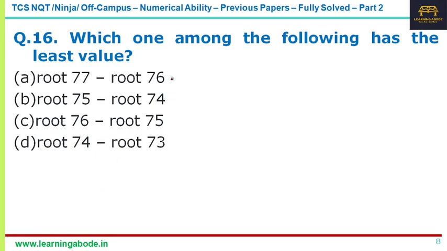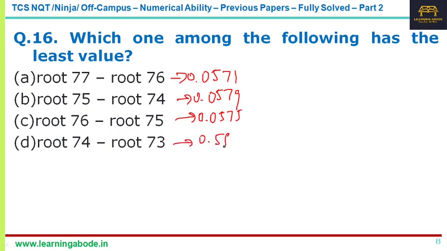So anyhow, let's just go for the calculator first. When you go for the calculator, the values would be 0.0571, this would be 0.0579, this would be 0.0575, and this would be 0.583. Okay, I'm sorry, 0.583. So the least value is answer option A. You can mark it and move on. Let us say you are curious, you're curious how to solve this without calculators.